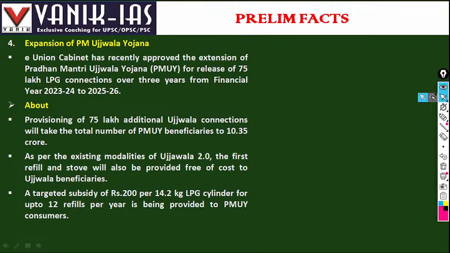Under the existing modalities of Ujjwala 2.0, the first refill and stove will also be provided free of cost to Ujjwala beneficiaries. A targeted subsidy of 200 rupees per 14.2 kg LPG cylinder, for up to 12 cylinders per year, is being provided to the PM Ujjwala beneficiaries, and recently the government declared another 200 rupees subsidy. So in total, Ujjwala beneficiaries will get a 400 rupees subsidy per cylinder for 12 cylinders per annum.